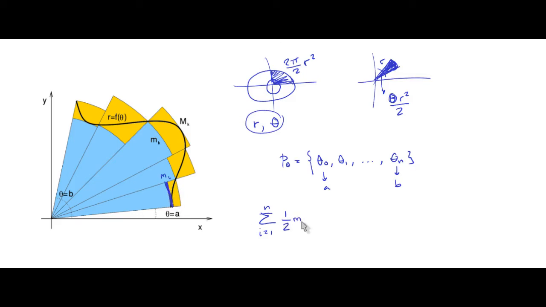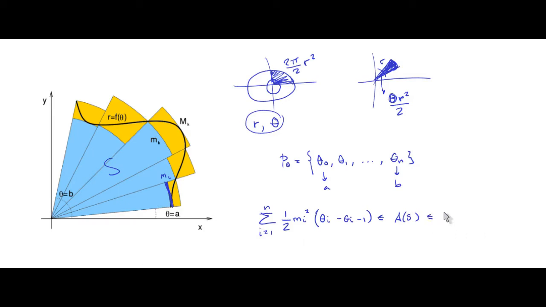So this is m_i squared, right? This is the radius squared. That's the formula for the area of the circular sector, and then times the angle. But the angle is just theta_i minus theta_{i-1}, right? This is what we had done for our Riemann sums, right? And this is going to be smaller than the area of this form.